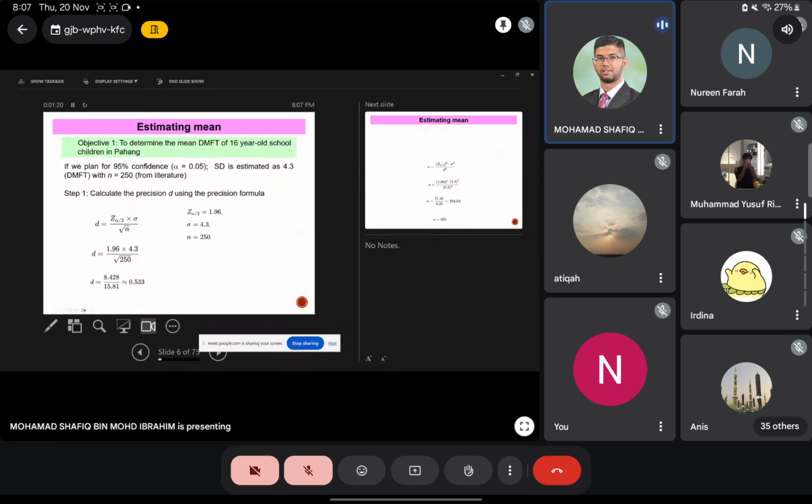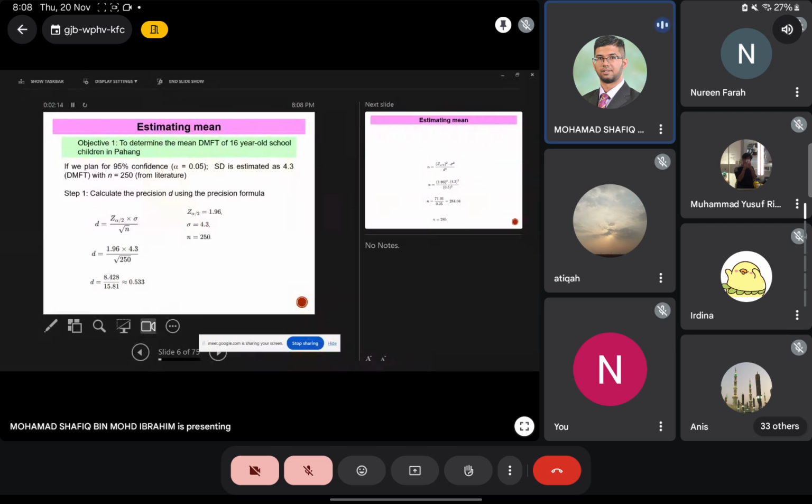Okay. Now let's say my objective one is to determine the mean DMFT of 16 years old in Pahang. So now if we plan 95%, alpha equal to 0.05, with the standard deviation estimated as 4.3, with the sample size n equal to 250, right? So now you may enter the value Z alpha, which is 1.96, times the standard deviation, which you find from your previous article or previous study, as well as the total sample. So now it's with the scale to 150, and then after you compute, the precision here is 0.533.